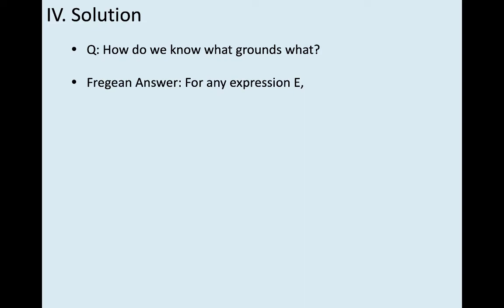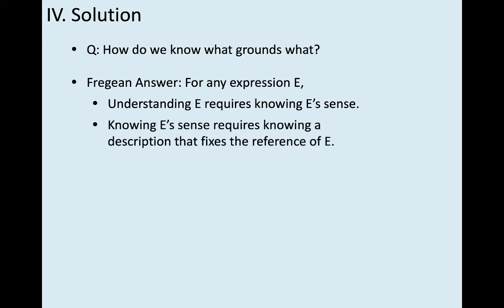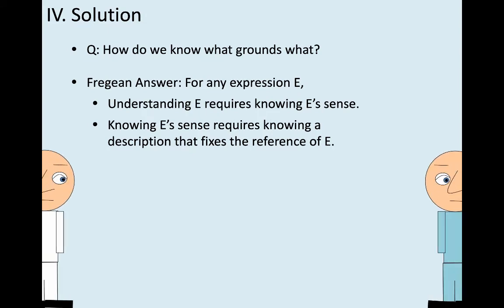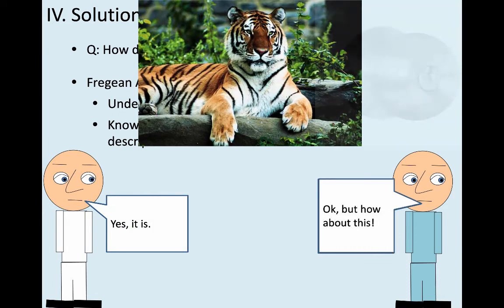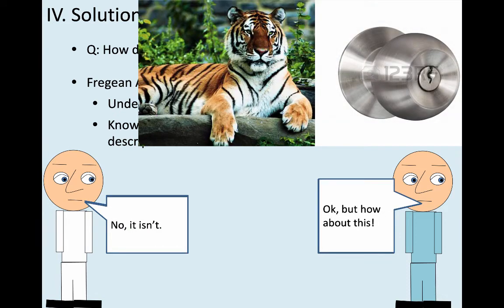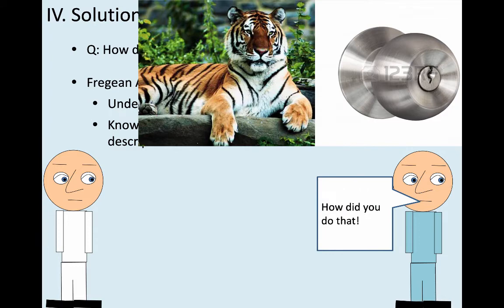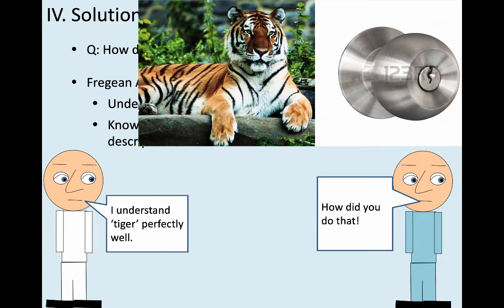Well, here's a Fregean answer. For any expression E, understanding E requires knowing E's sense. Knowing E's sense requires knowing a description that fixes the reference of E, that determines what E refers to. So we have our two folk here, and one says, is this a tiger? And the other one says, yes, it is. And the first says, okay, how about this? And the other one says, no, it isn't. And then the one says, how did you do that? How did you say easily and readily and quickly one is a tiger and the other isn't? And the person answers, because I understand the word tiger perfectly well, or I have a perfectly coherent concept of tiger, or something like that.